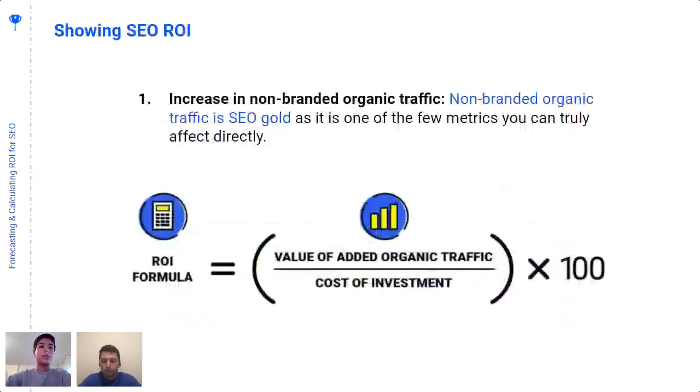So showing SEO ROI, just looking at this formula here, this ROI formula focuses on organic traffic over cost of investment, and you're doing more math here, just multiplying by 100 to get the performance of ROI on non-branded organic traffic.